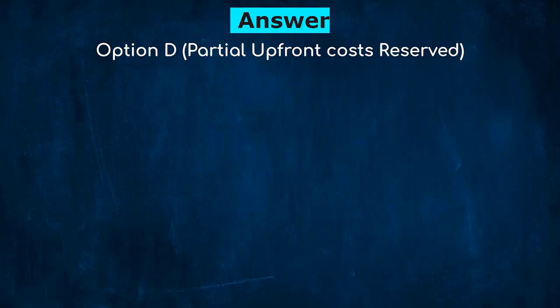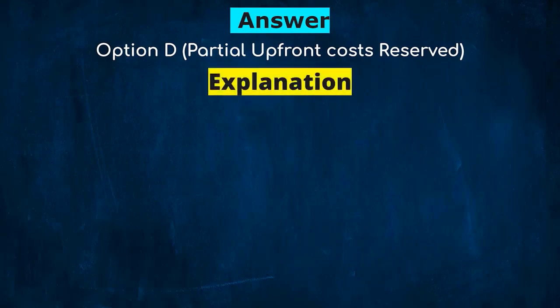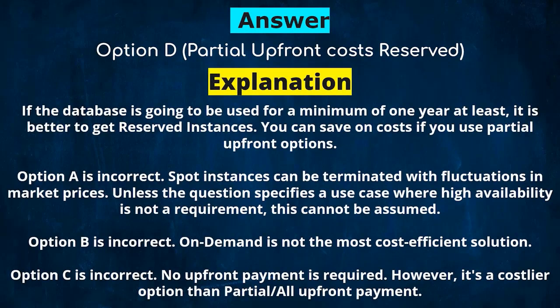Partial upfront cost reserved. Explanation. If the database is going to be used for a minimum of 1 year at least, it is better to get reserved instances. You can save on cost if you use partial upfront options. Option A is incorrect. Spot instances can be terminated with fluctuations in market prices, unless the question specifies a use case where high availability is not a requirement.